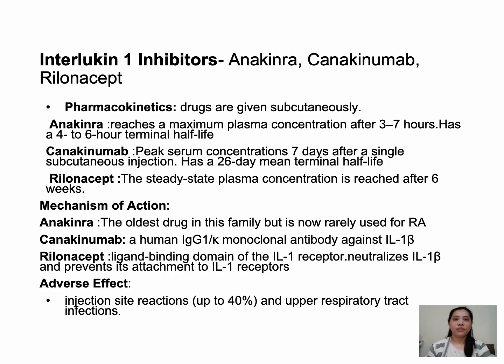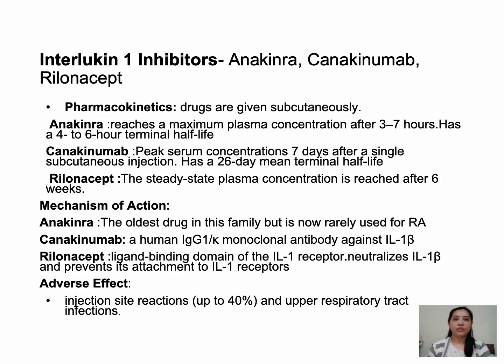Now, let's proceed to interleukin-1 inhibitors, which are anakinra, canakinumab, and rilonacept. Regarding the pharmacokinetics, all of them are given subcutaneously. Anakinra reaches a maximum plasma concentration after 3 to 7 hours and has a 4 to 6 hour terminal half-life, while canakinumab has a peak serum concentration 7 days after a single subcutaneous injection and has a 26-day mean terminal half-life, while rilonacept reaches steady-state plasma concentration after 6 weeks.